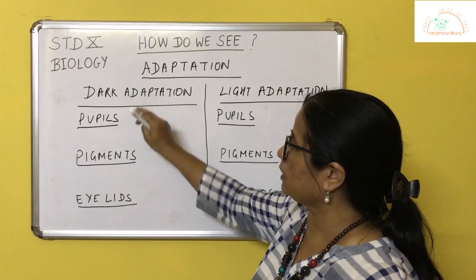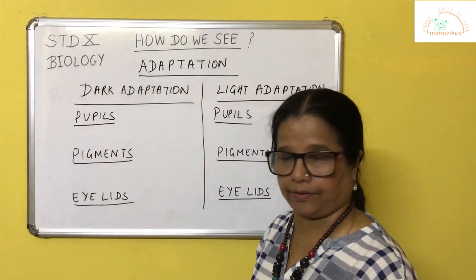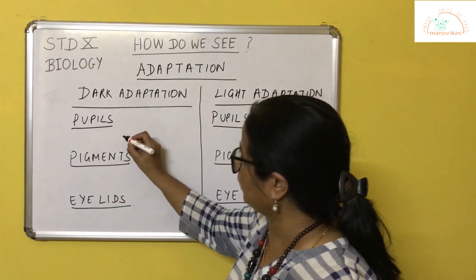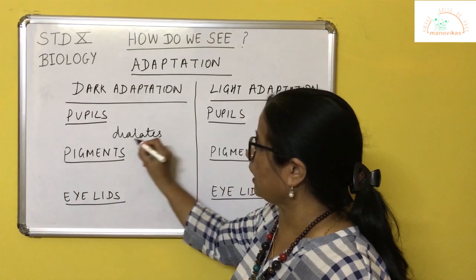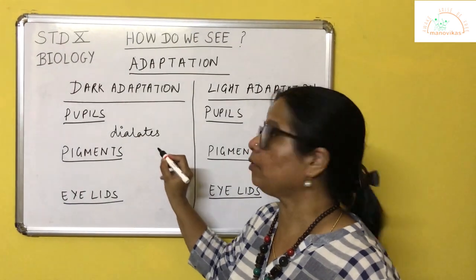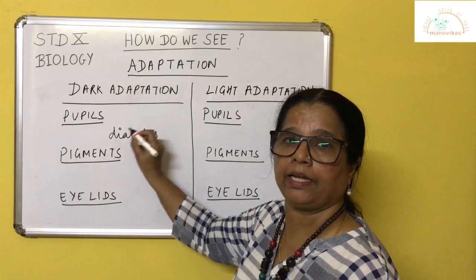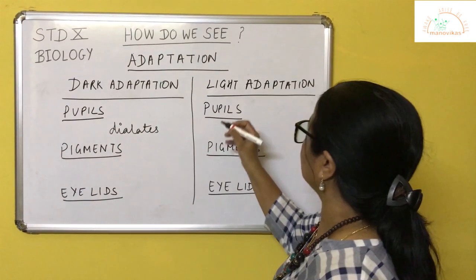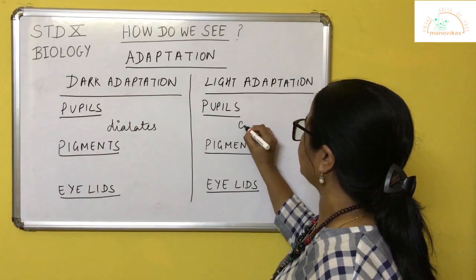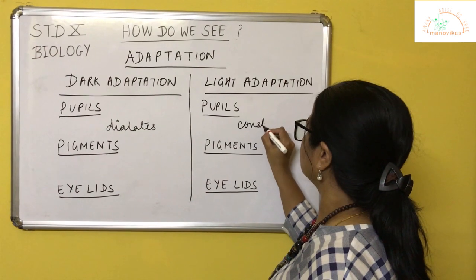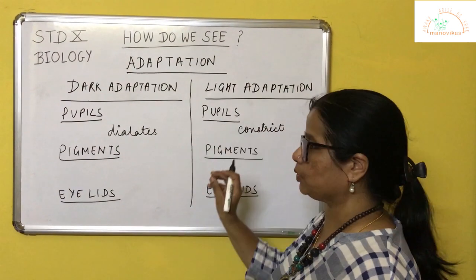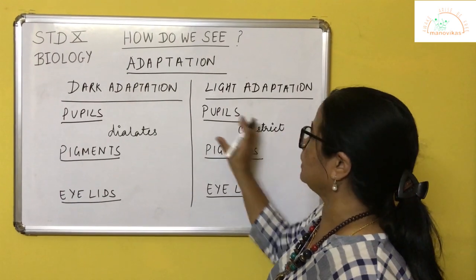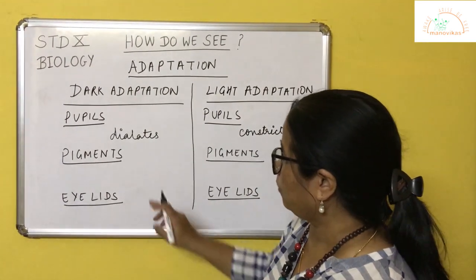Pupils, when we are going to the dark, the pupils dilate. They open wide. Why do they open wide? Because they have to allow more light to enter the eye, to enable vision. Here, when we are in the bright light, the pupil will constrict. Because so much light is already available, to ensure that enough light enters, the pupil will constrict.